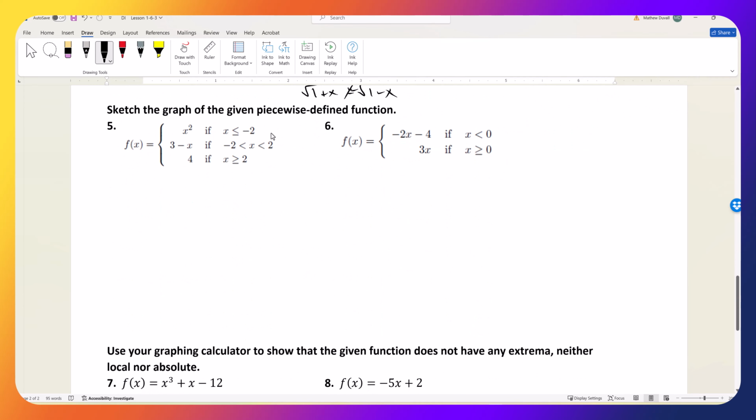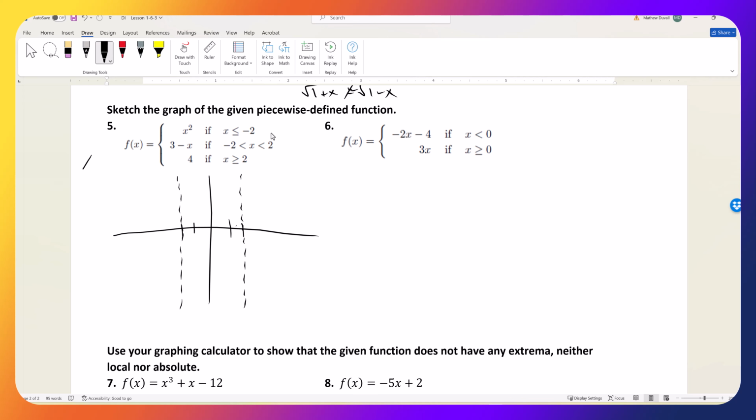Sketch the graph of the given piecewise function. So if we're sketching it, it's a good idea to label the boundaries. So I have a boundary at -2, and I have a boundary at +2. So it's x squared when x is less than or equal to -2.